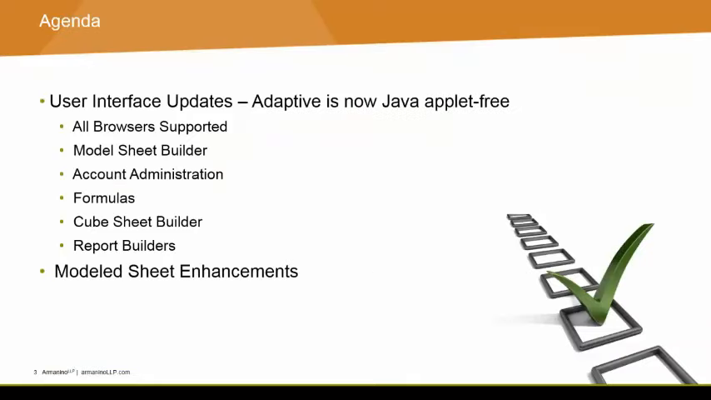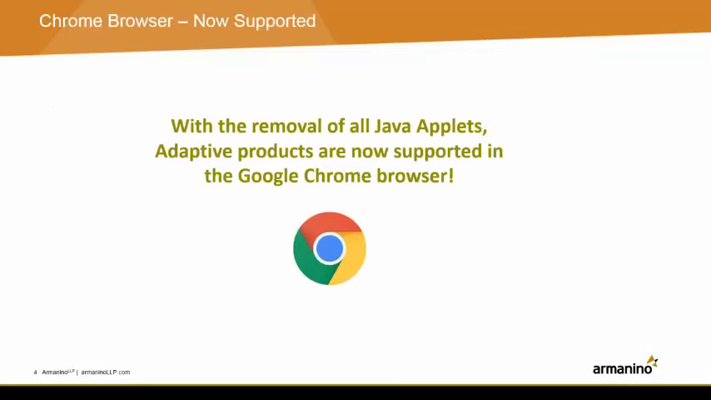This video will focus on adaptive planning updates which are now available to all customers, including the new Java applet-free user interfaces on formula builders and administration screens, and modeled sheet enhancements. Adaptive has completed all the design work necessary for the elimination of all Java applets throughout the system, so many of the screens you're familiar with may have a new look and feel. And finally, with the removal of all Java applets, Adaptive products are now supported in all browsers. Yes, that means Google Chrome browser is now supported.